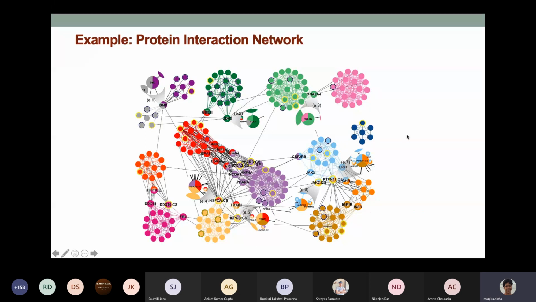This is another example of the protein-protein interaction network. As you can see, some types of protein interact with each other or can be grouped together, more than the other types of protein, based on their interactions with other proteins. Take this green cluster. As you can see, this member interacts with this yellow cluster.